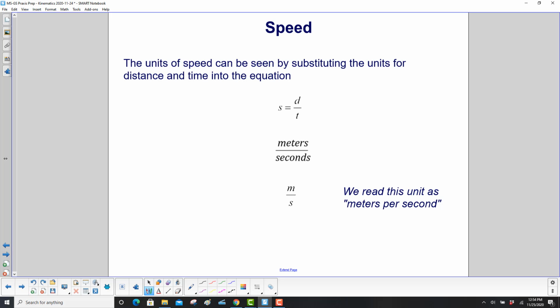The units of speed can be seen by substituting the units for distance and time into the equation. So we have speed is distance over time, distance measured in meters, time measured in seconds, which is abbreviated as m over s, and we read that as meters per second.